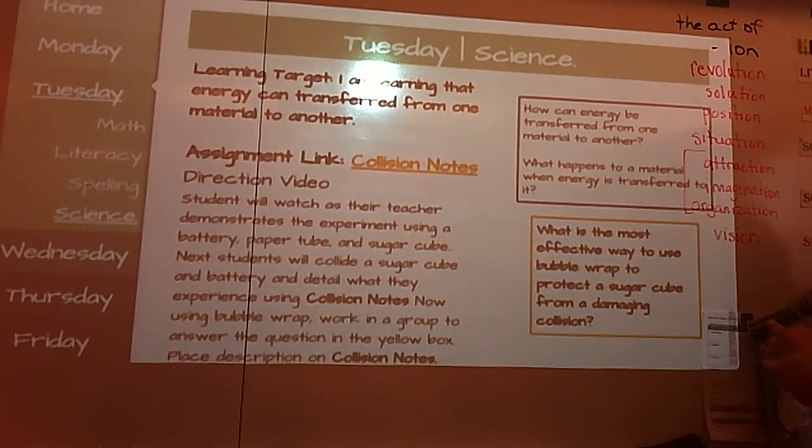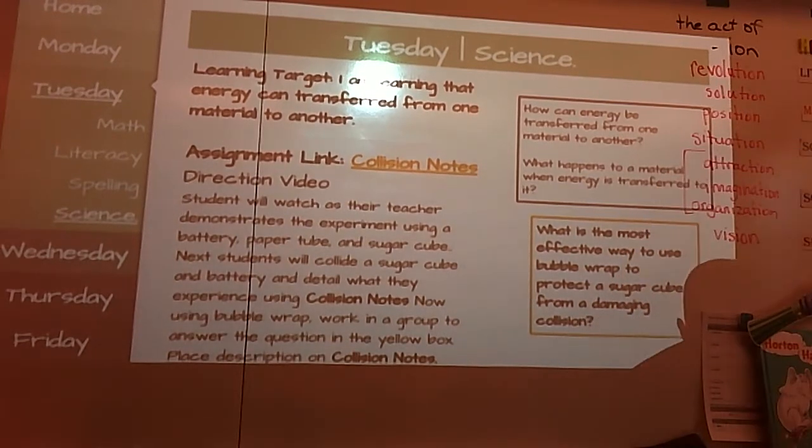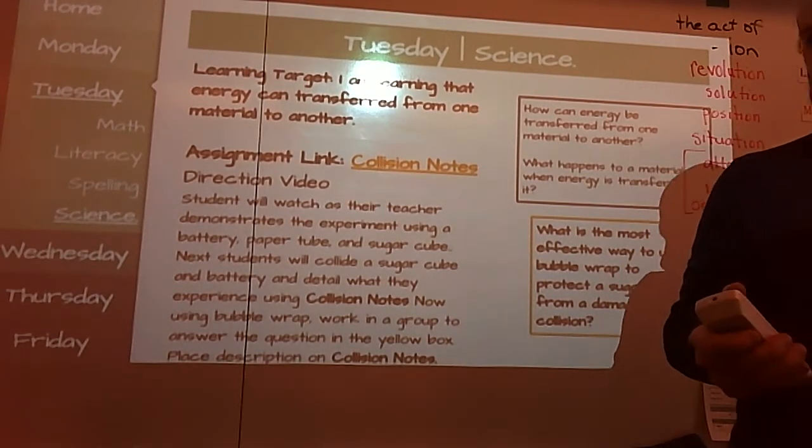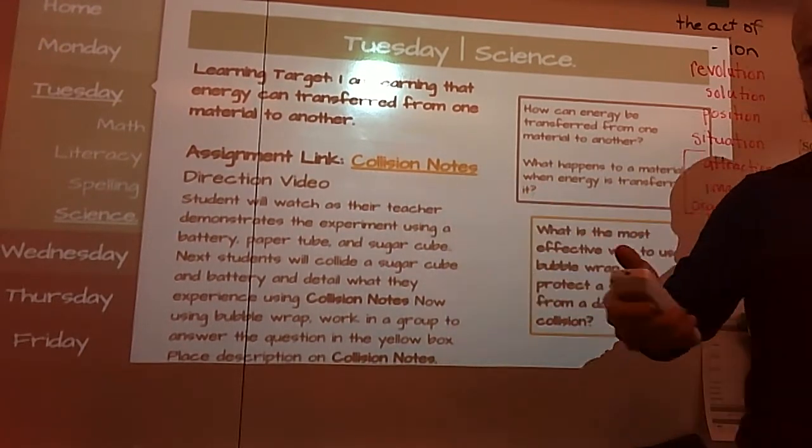In the yellow box here, the question is, what is the most effective way to use bubble wrap to protect a sugar cube from a damaging collision? So that's the idea, kind of like an airbag in a car, that we're going to be working to solve over the next 2 class periods. All right. So first, let me just take you through the different supplies that we will need, and then we'll come back here to the collision notes link and talk about that.